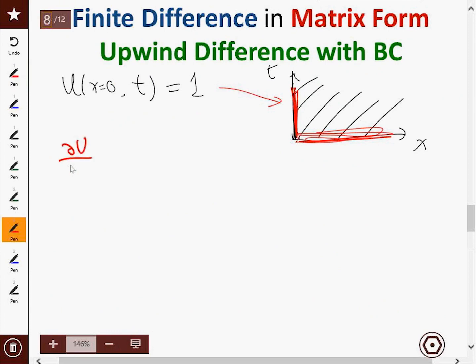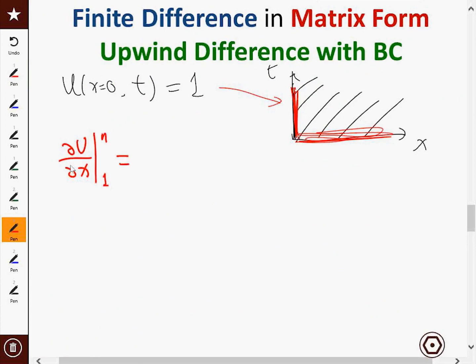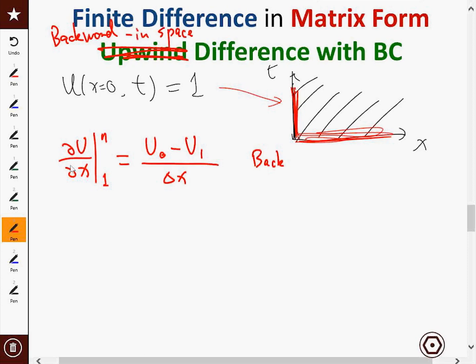The first row has partial u, partial x at i equal to 1 at any n. Originally, it is equal to u of i minus 1, which in this case is 0, right? Minus u1 divided by delta x. This is my backward in space. Yeah, it's the other way around. Thank you. It is u1 minus u0.